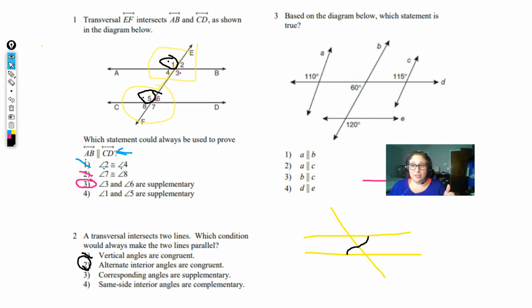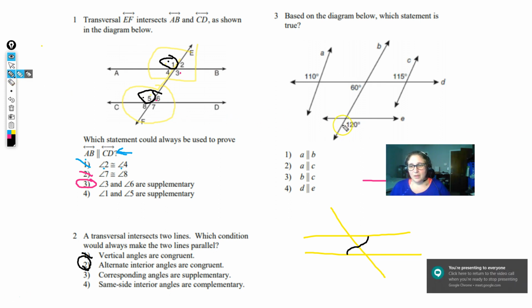Based on the diagram below, which statement is true? Line A is parallel to line B. Line A is parallel to line C. Line B is parallel to line C, or line D is parallel to line E. So let's take a look. Let's see. A is parallel to B.